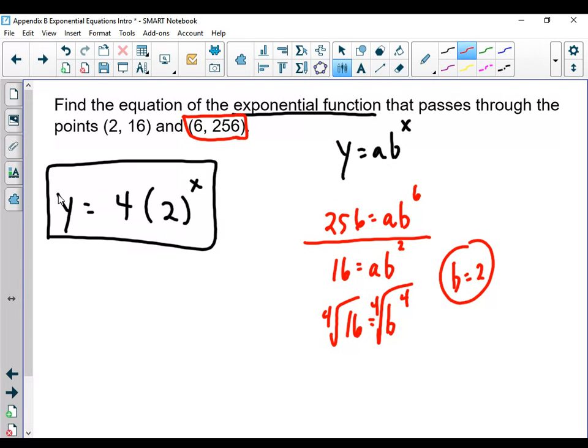Well, with systems of equations, once I know one, we just plug it in, we find the other one. So once I knew b, I could plug it in, and now I can find a. So 2 squared is 4. When we divide that, that's how I get the a value of 4. So just another way of thinking about it.